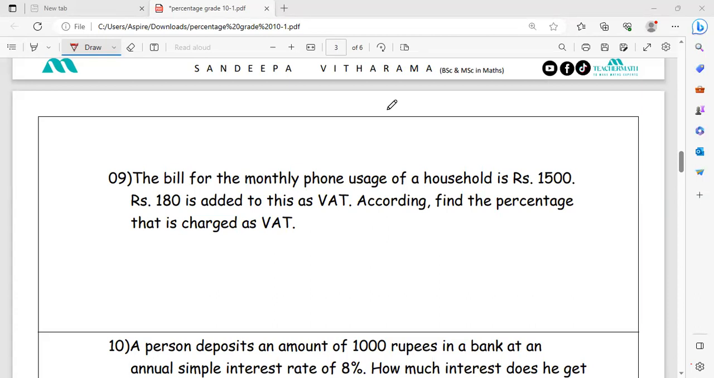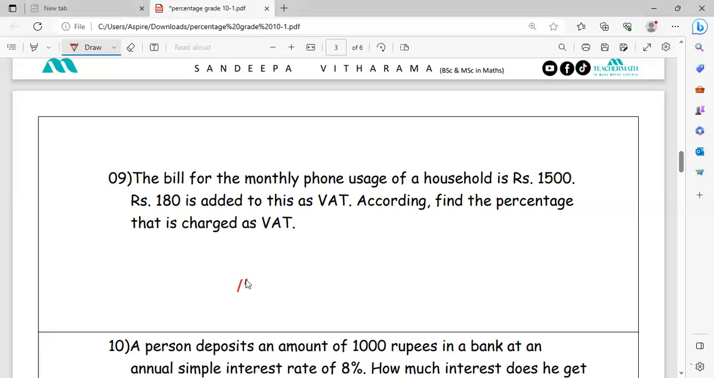Okay. The bill for the monthly phone usage of a household is 1,500 rupees. 180 rupees is added to this as VAT. Find the percentage that is charged as VAT. They are asking for the percentage charged as VAT. So what should we do?